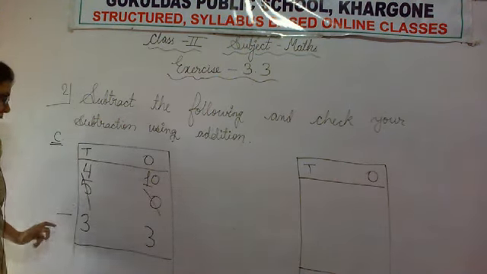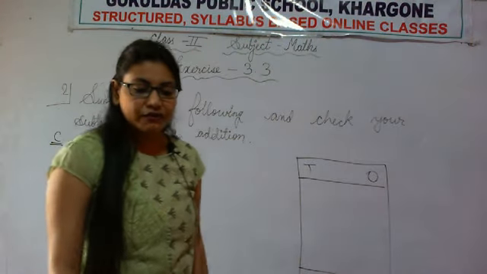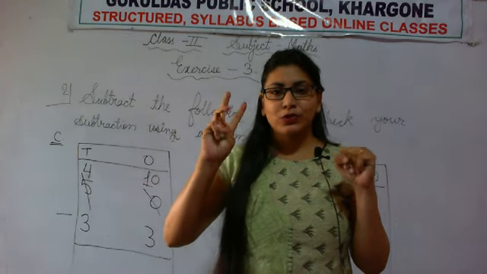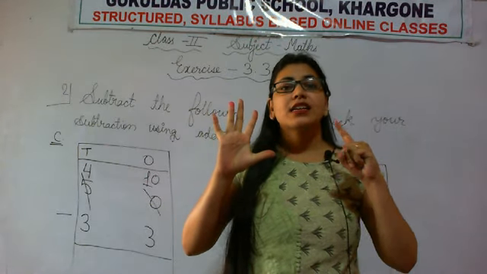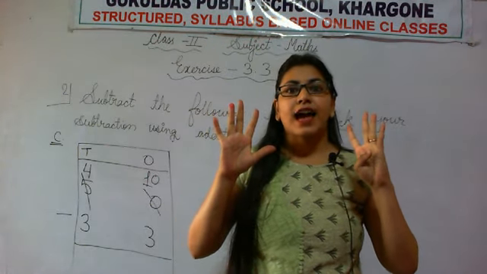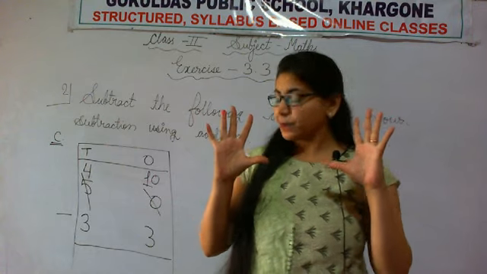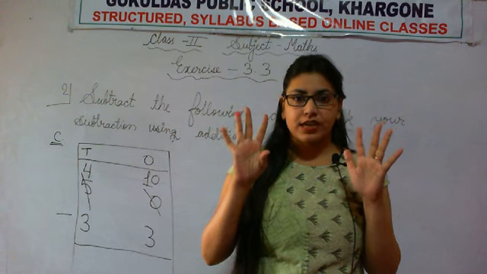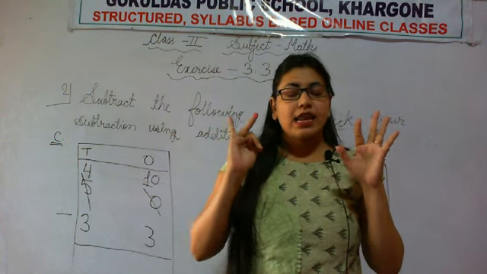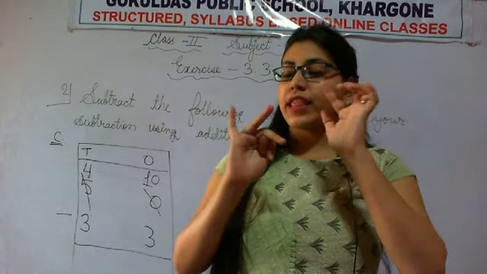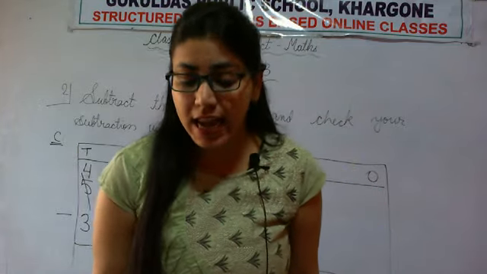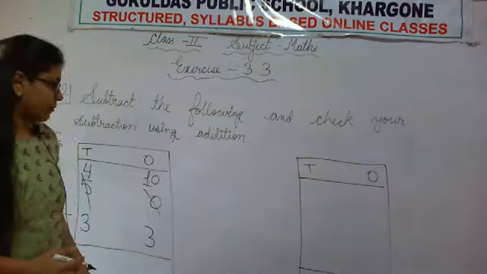Okay. So 10 minus 3. All of you open 10 fingers with me. 1, 2, 3, 4, 5, 6, 7, 8, 9, 10. 10 fingers minus 3, it means we'll remove 3 fingers. 1, 2, 3. Now how many fingers are left? Let's count them. 1, 2, 3, 4, 5, 6, 7. 7 fingers are left. So we'll write the number 7.